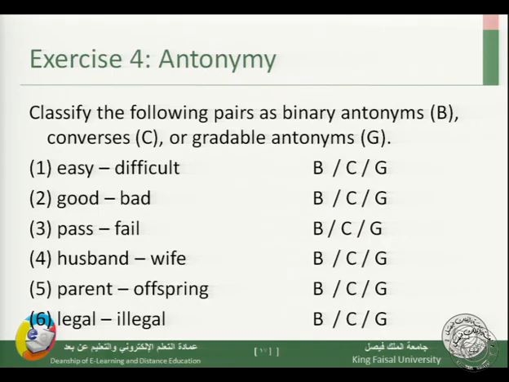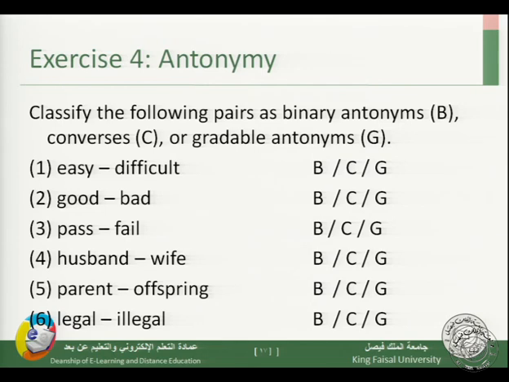So we can say that this pair of antonyms is gradable. Good and bad. We can say this is very good and this is very bad. Or how good is it? How bad is it? So these are also gradable antonyms. Pass and fail. So are these gradable? Are these converses? Do they work both ways? Or are they binary? If we use the negative of the first one, we get the second one. So if we say he didn't pass, does this mean he failed? Yes. So these are binary antonyms.